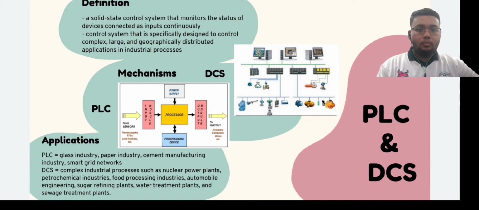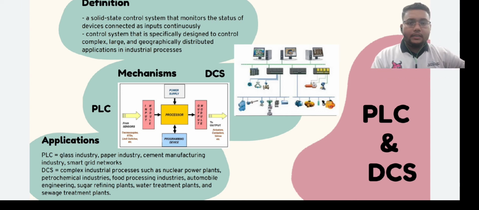Assalamualaikum warahmatullahi wabarakatuh. Now we move on to the part DCS and PLC. For the definition, PLC is a solid state control system that monitors the status of devices connected as input continuously. DCS is a control system that is specifically designed for complex, large, and geographically distributed applications and industrial processes. Mechanism of DCS and PLC.